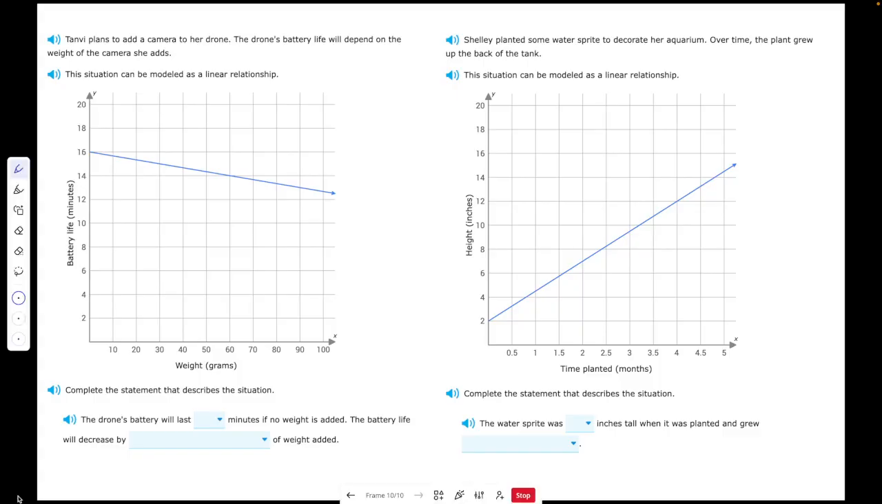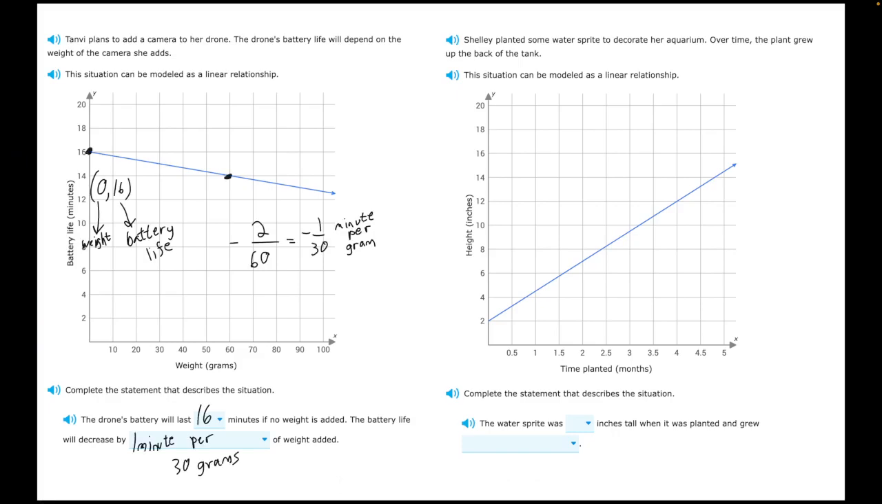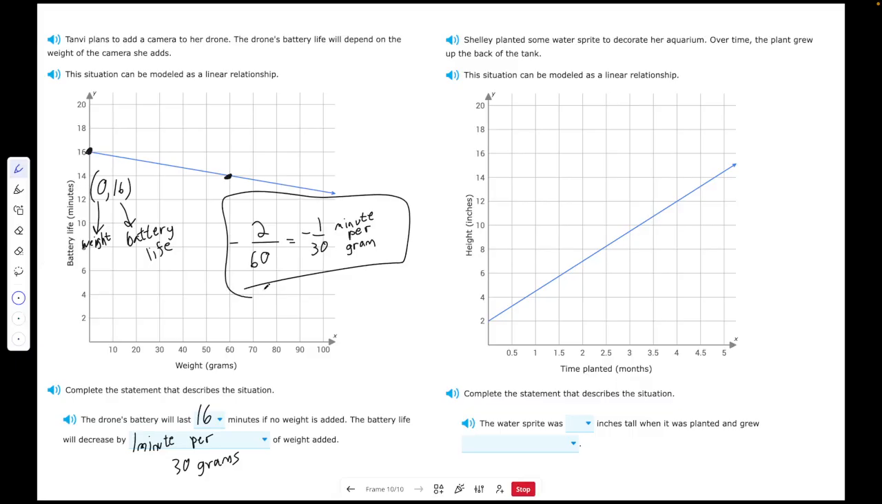Okay, now that you've had time to work these problems, let's check your solutions. All right, for this first problem, you should have said that the drone's battery life will last 16 minutes if no weight is added, right? That's the y-intercept. And then the battery life will decrease by 1 minute per 30 grams of weight added. And here's the work for calculating the slope.